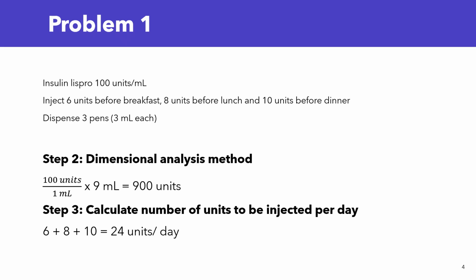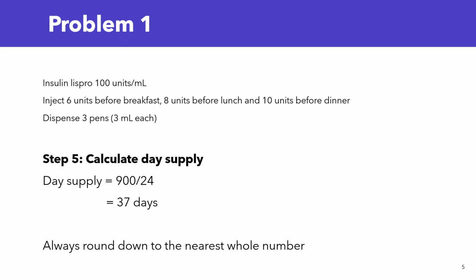Okay, so now that you have the quantity to be dispensed in units, let's think about how many units are injected per day. It's 6 units before breakfast, 8 units before lunch, and 10 units before dinner. So total, that's 6 plus 8 plus 10, and that's 24 units per day. Now that we have the quantity dispensed in units and how many units are being injected per day, we can calculate the day supply. So the day supply is going to be the quantity dispensed in units, that's 900, divided by the number of units per day, that's 24, and that's going to be 37 days.